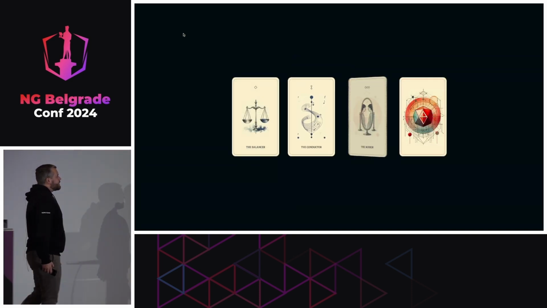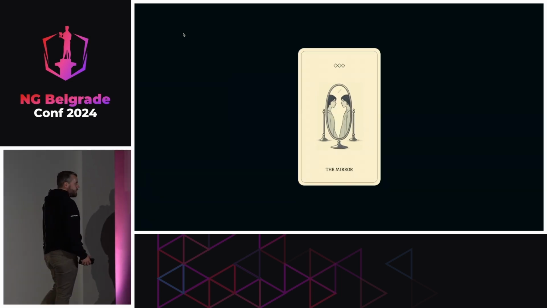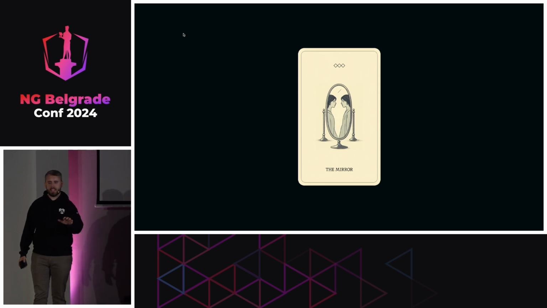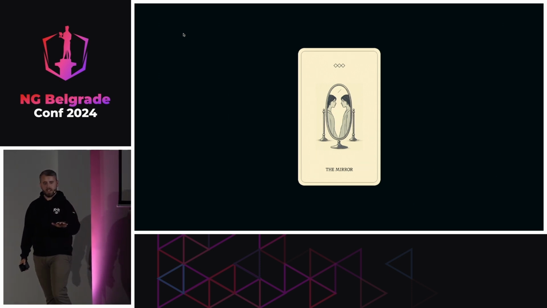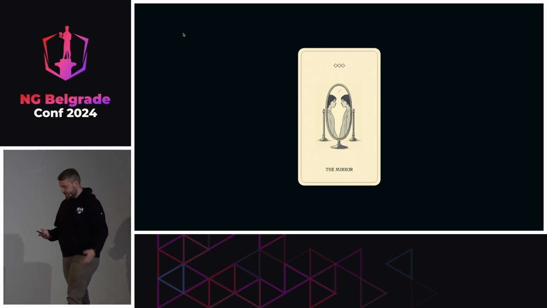So what comes next in our tarot card reading? The mirror. The mirror is another one of those ancient artifacts. It guides us as Angular developers to make sure that we're not duplicating state through our application. It encourages us instead to lift state up, to share it inside of a shared container.